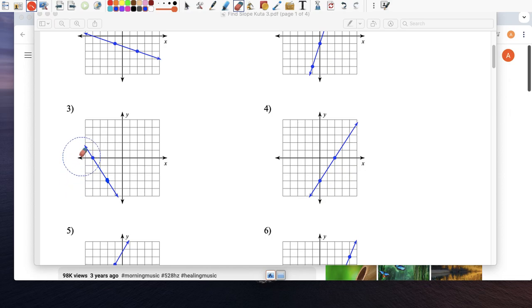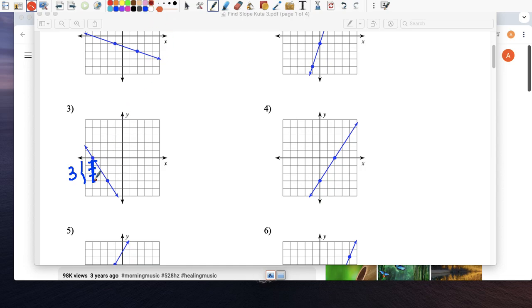Now, if I were to count, and let me put a dot here, this rise is the difference between y values. So you can even count this. You can say, well, it's 1, 2, 3. So the rise is 3. Going up and down is 3.